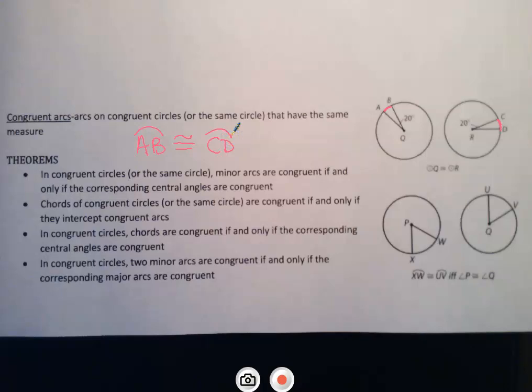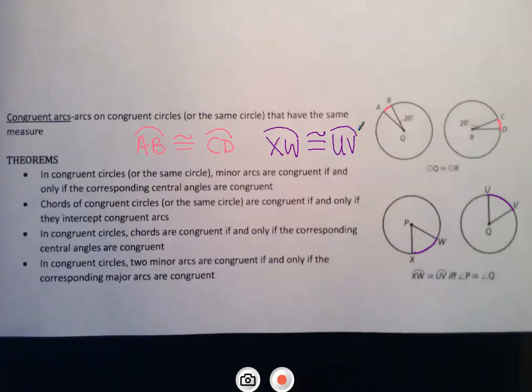Okay, what's another set of congruent arcs? XW, that would be one. XW and UV, we could use those from the other one. So XW is congruent to UV. How about, are there any other congruent arcs on the two circles at the top, circle Q and circle R? Technically there is, but because you don't have another point, you can't actually say it.